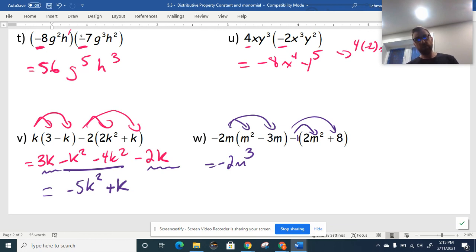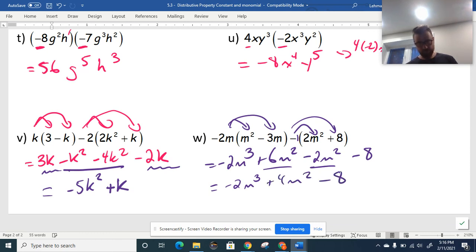-2m times -3m is positive 6m squared. -2m squared and a -8. -2m cubed, we can combine our two like terms, 4m cubed minus 8.